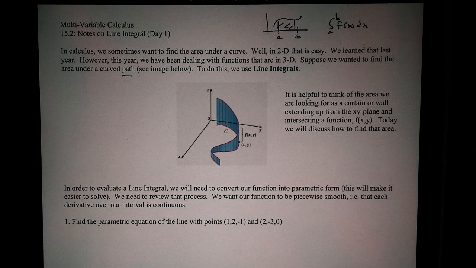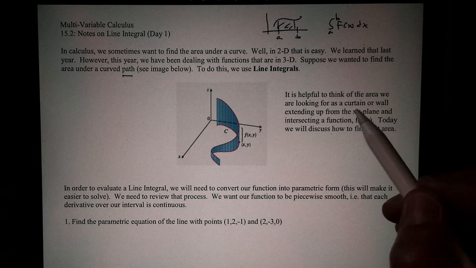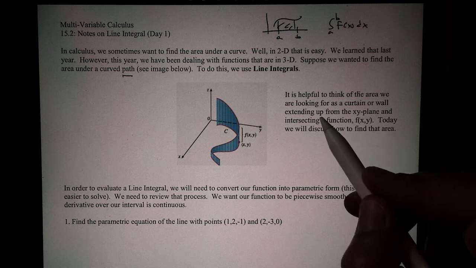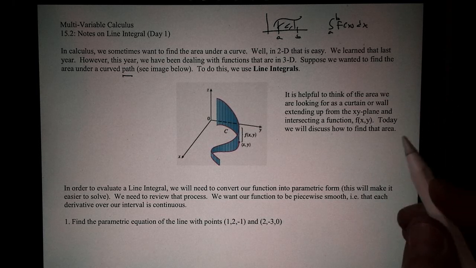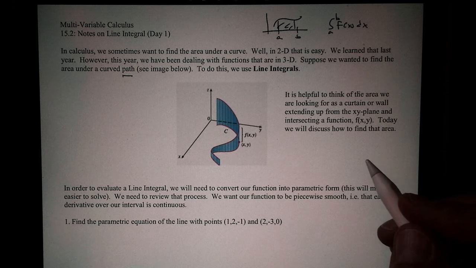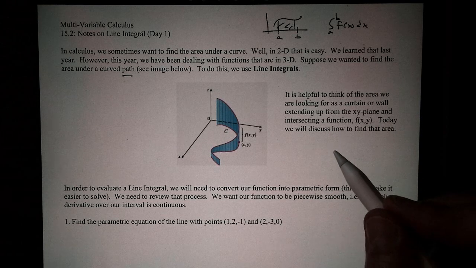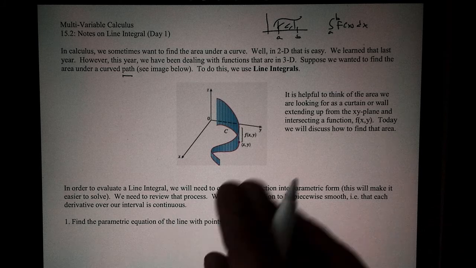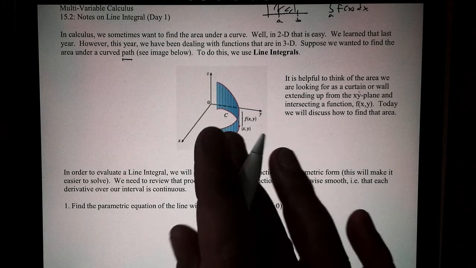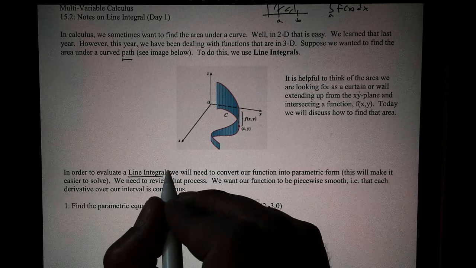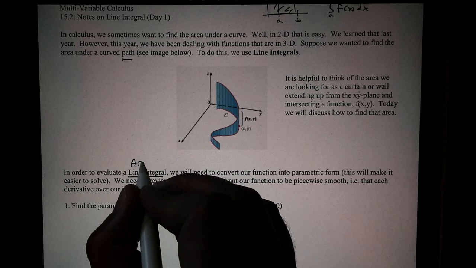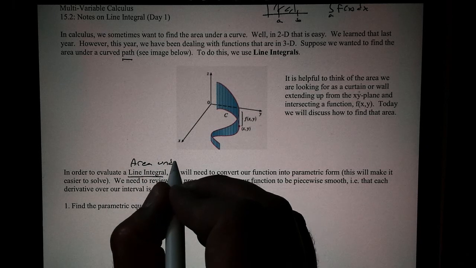Now, for me, it's helpful to think of the area as if we're looking at a curtain or a wall being projected to the xy plane and intersecting the function. Today, we're going to discuss how we find that area. So, a line integral, simply put, is the area under a path.